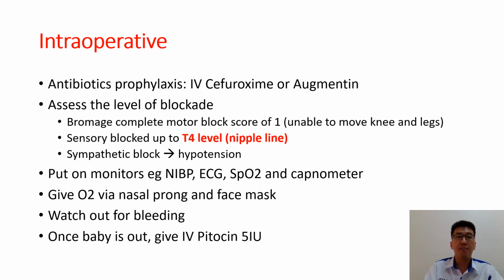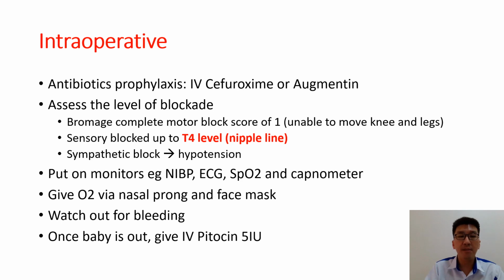Usually we want to ensure there is a Bromage score of 1, that is the patient is unable to move the knees and legs, and the sensory level is blocked up to the nipple line at the T4 level. With an effective spinal anesthesia, you will see the patient develop a good sympathetic block, that is hypotension. After the spinal anesthesia, the patient will be positioned supine and we must put on monitors such as the NIBP, ECG, SpO2 and capnograph, to monitor adequate blood pressure, heart rate and oxygen level.